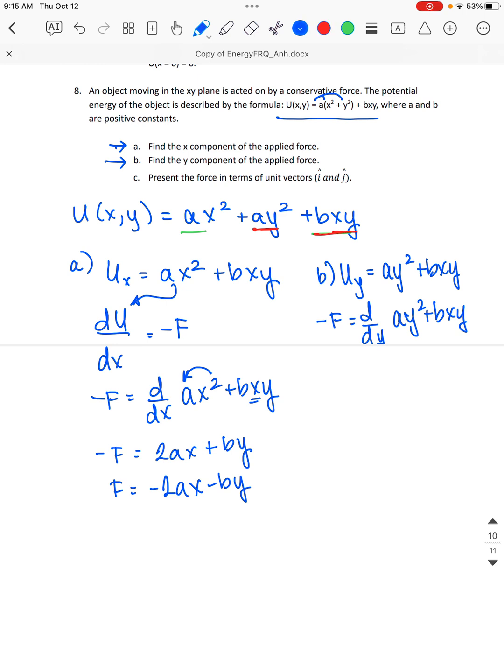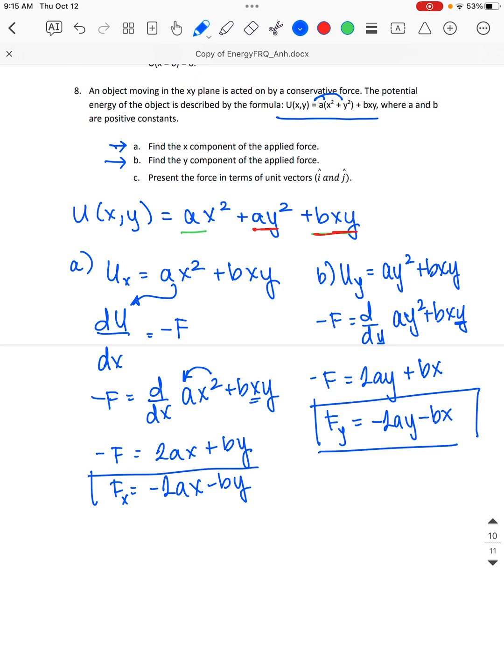Okay, so my negative f is equal to 2ay plus bx, because my y to the first power drops out, and I get f of y, and I should make these f of x and f of y, is equal to negative 2ay minus bx. So this is A and this is B.